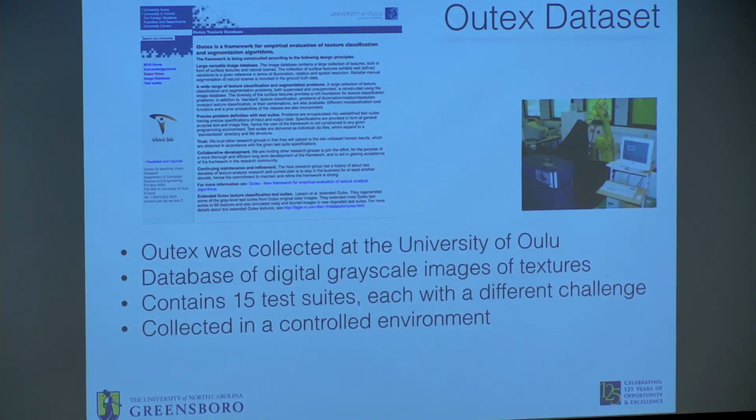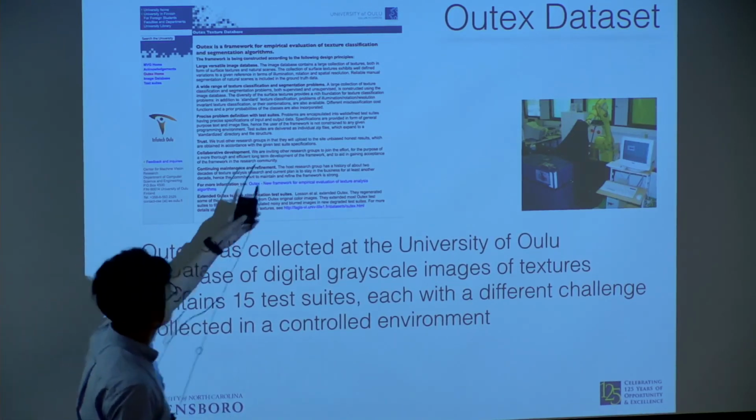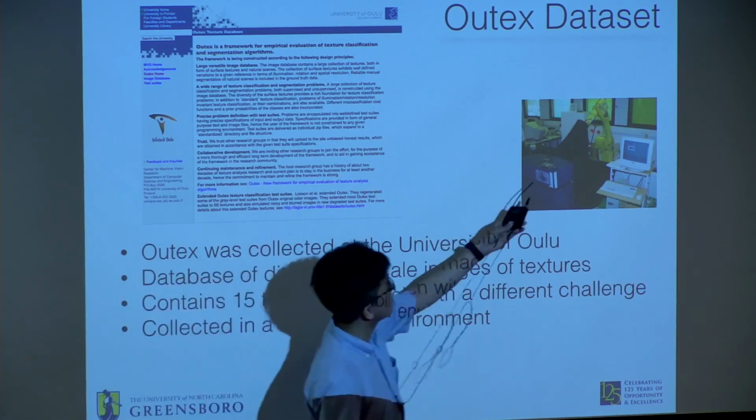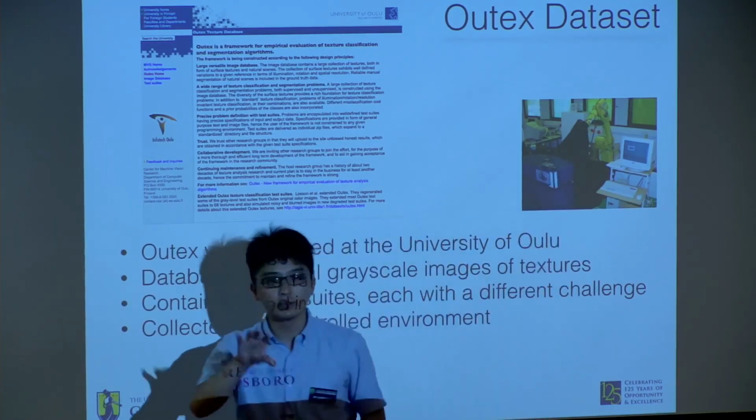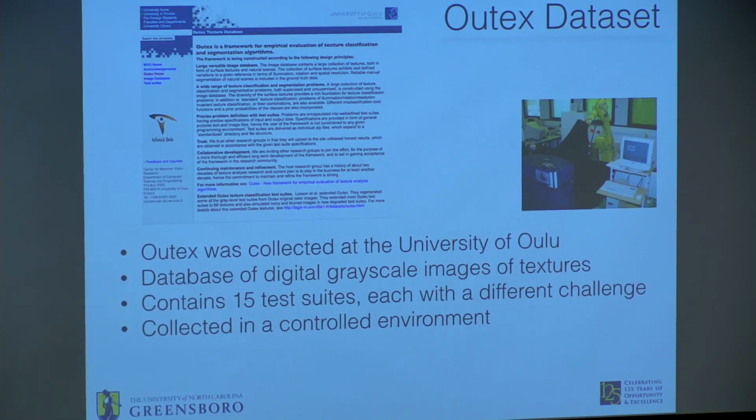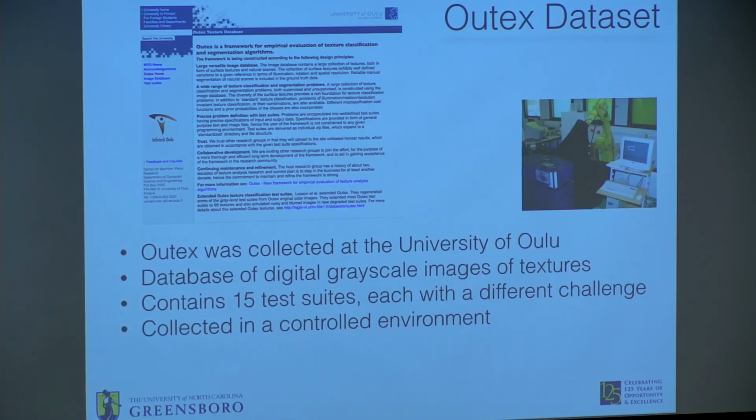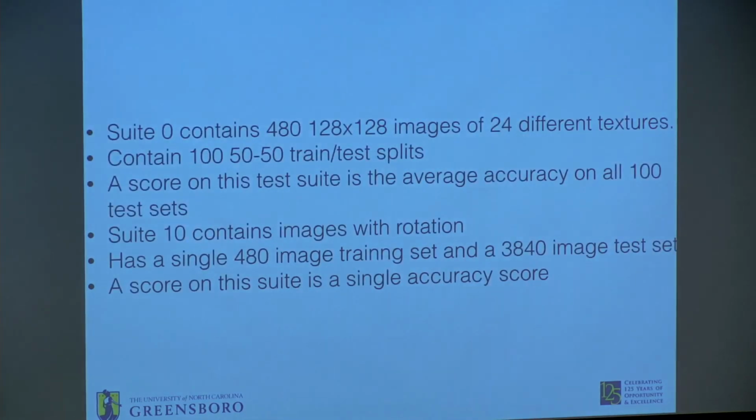So the data set we're looking at is called Outex. Outex is a data set from the University of Oulu in Finland. So they have images taken in a controlled way. This is the texture there, and this is the machine at a fixed angle, at a fixed resolution, so you all have the same quality of image. So that's good. There are 15 different test suites, and there are digital grayscale images for the textures. If you're interested, you can download it.